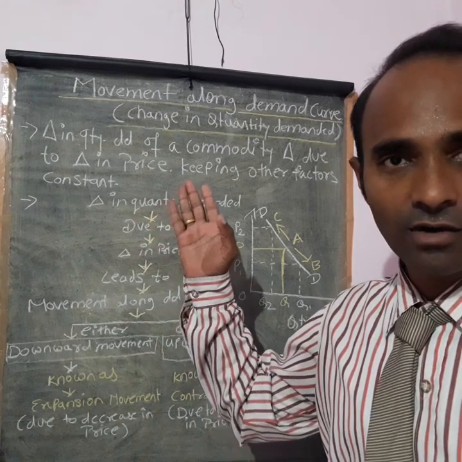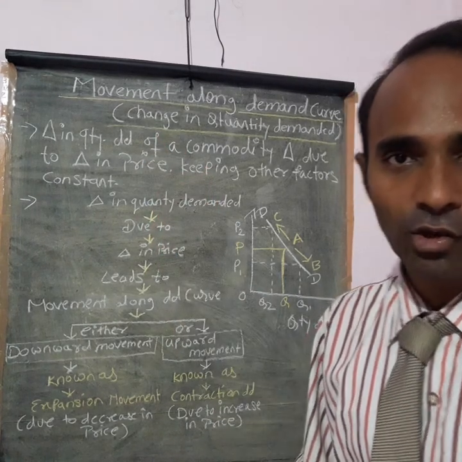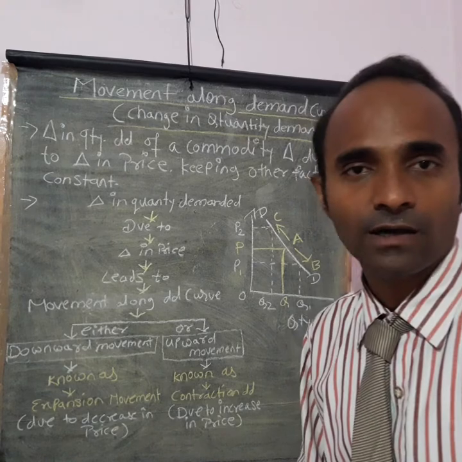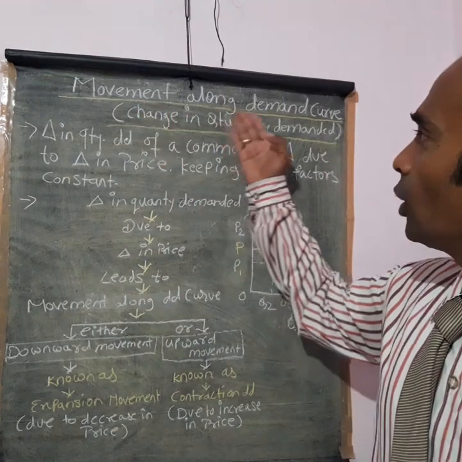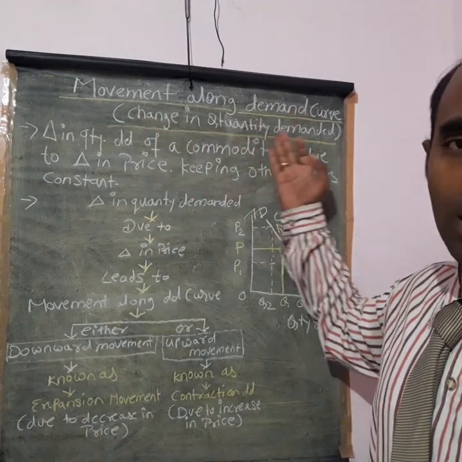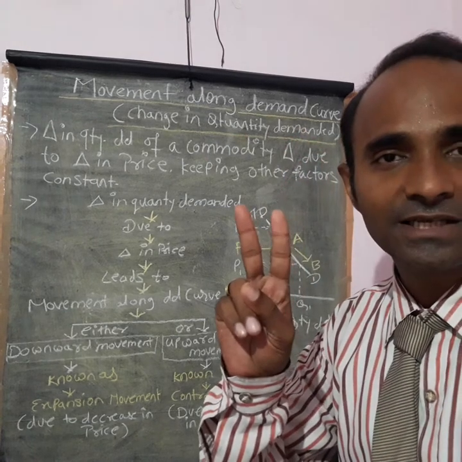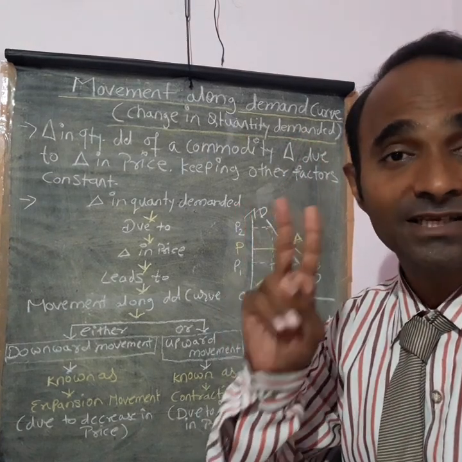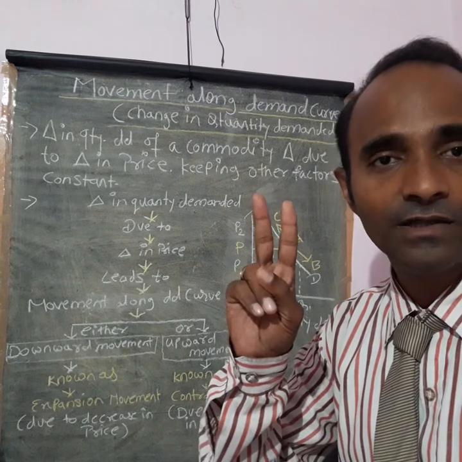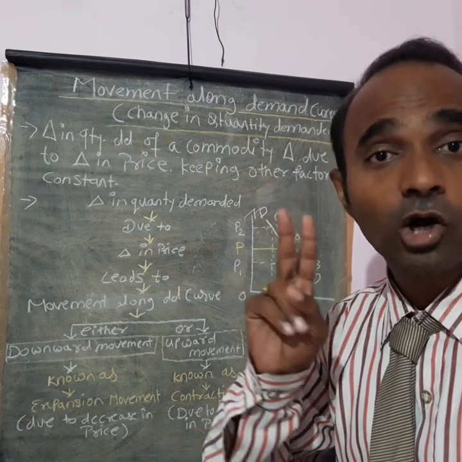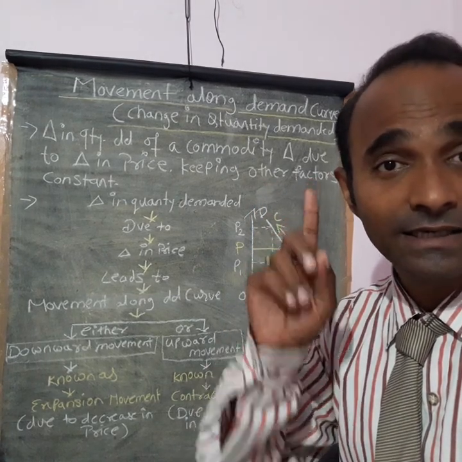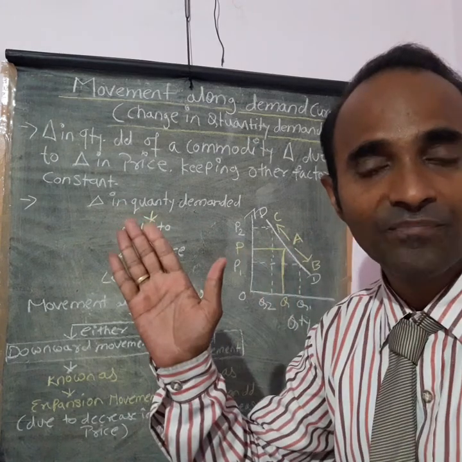and it is there in front of you. Just look at this board. You can see the movement along the demand curve. Movement along the demand curve is a change in quantity demanded. There are two types of changes taking place in the demand curve because of price. When the price increases, demand contracts, and when the price decreases, demand expands.